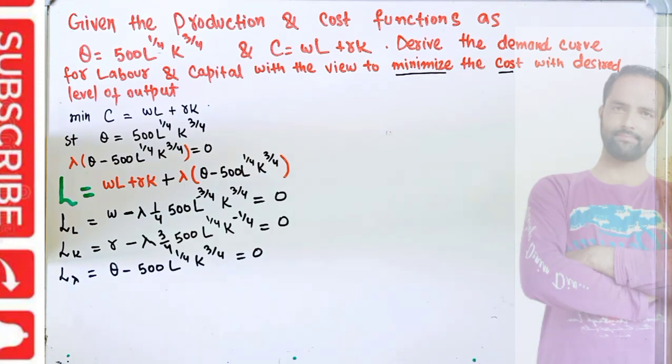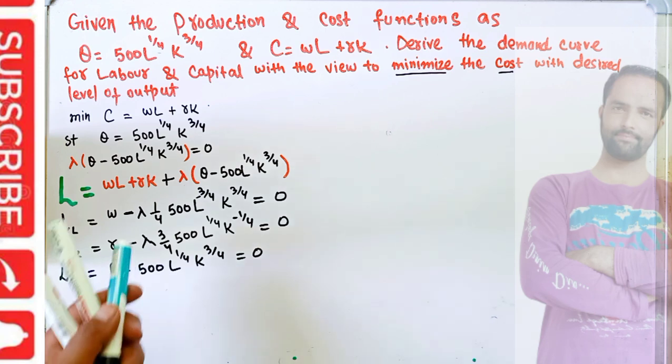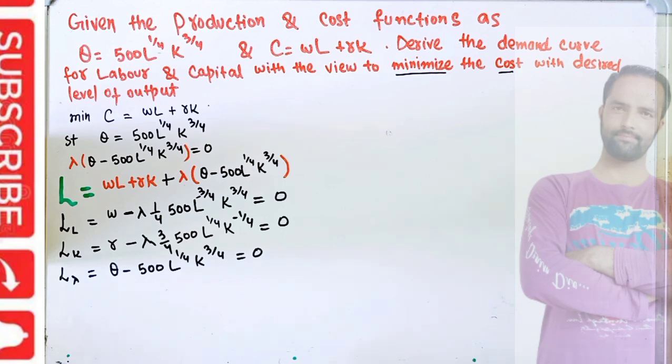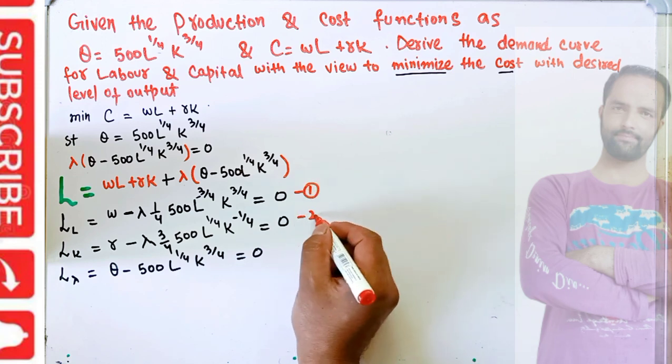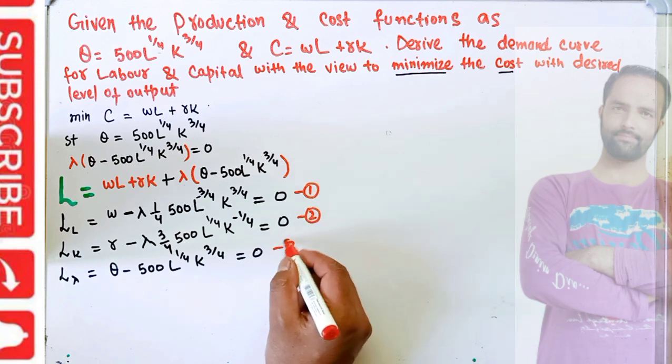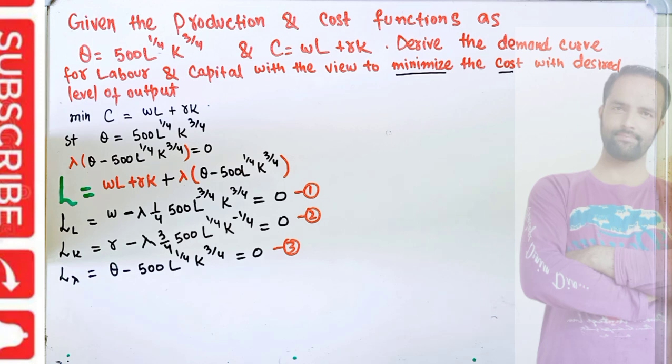Now to get the demand function for labor and capital, first we need to solve these three equations for L and K here. Okay, so how can we do that? Let us say this is equation first, this is equation second, this is equation third. So what will we do here?